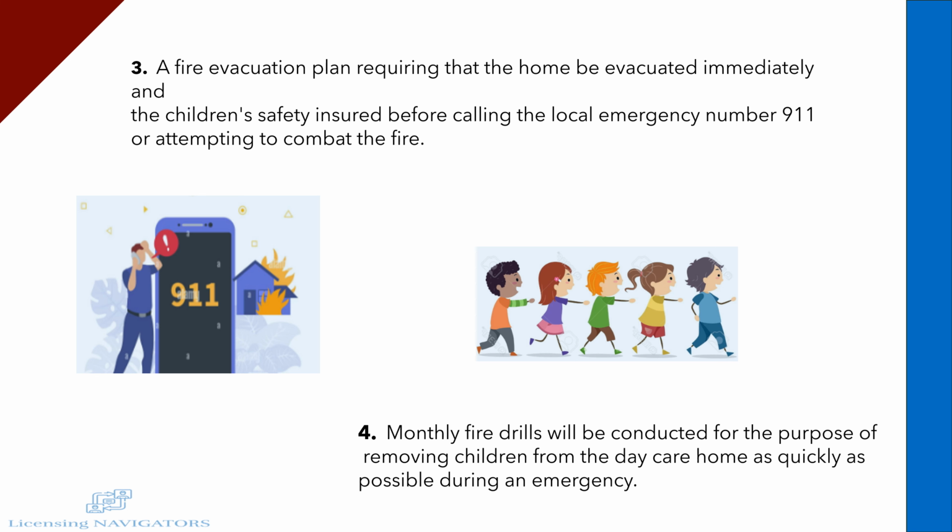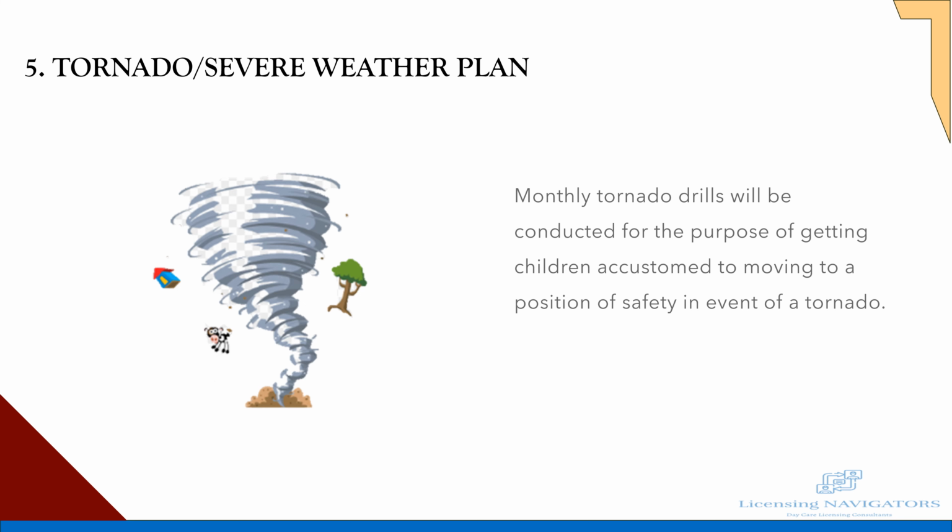Your plan should also indicate that monthly fire drills will be conducted for the purpose of removing the children as quickly as possible. Your emergency preparedness plan should also include a section for tornado and severe weather. Your plan should indicate that monthly tornado drills will be conducted for the purpose of getting children accustomed to moving to a position of safety in the event of a tornado.